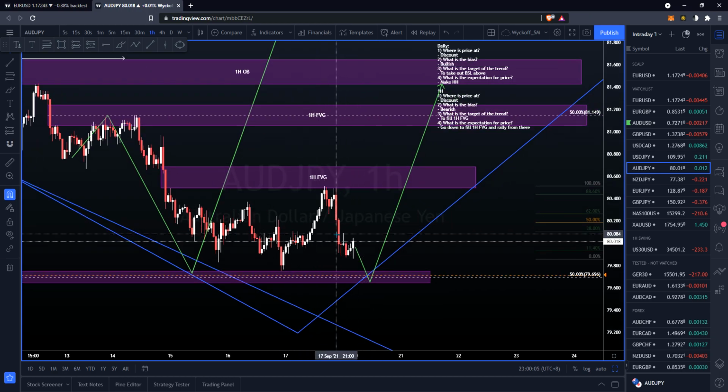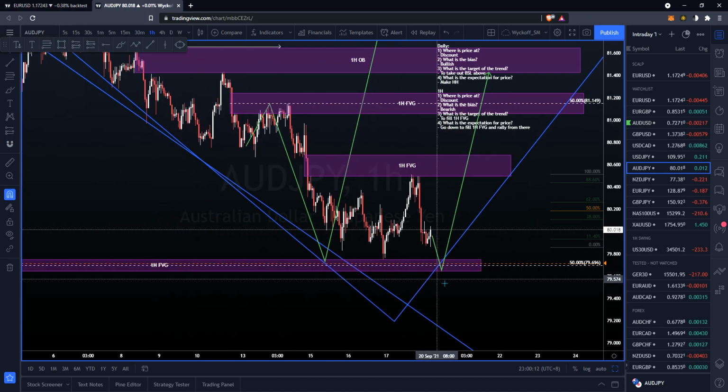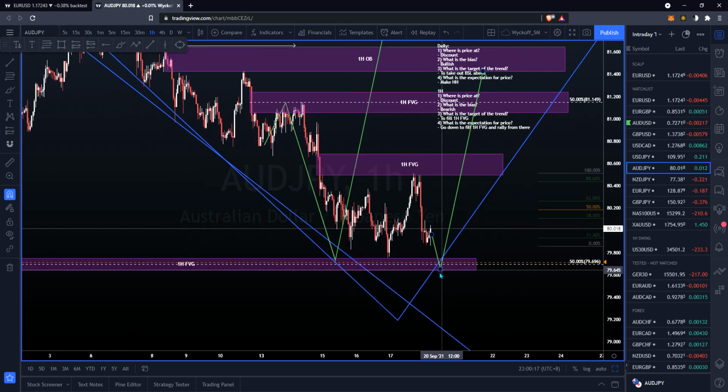So we are at the discount level. I was expecting price to actually come down to take the 50% level before rallying. Yep, so I'll be looking for longs over here.